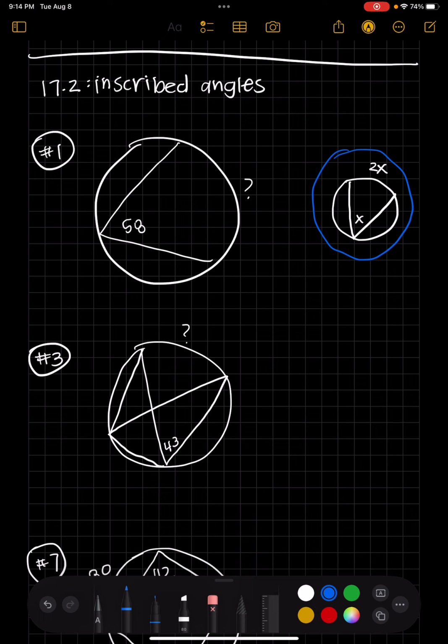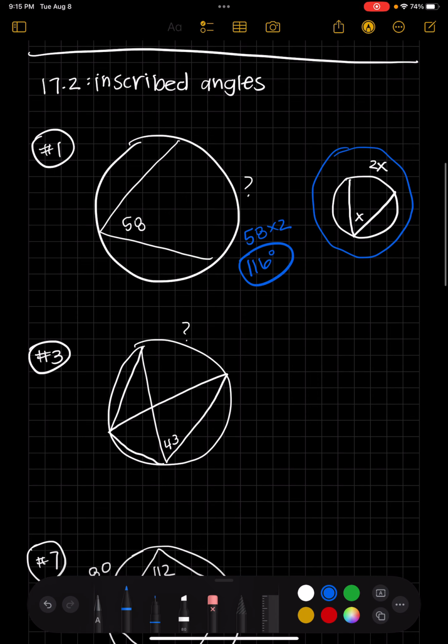So, when you have an angle that hits the outside of the circle rather than going through the center, what happens is that the angle on the inside is 1/2 the angle on the outside, or the angle on the outside is twice the angle on the inside, or angle on the inside is x, outside angle is 2x. So using that for question number 1, if I know the angle on the inside is 58, then the question mark must be 58 times 2, which is 116 degrees.